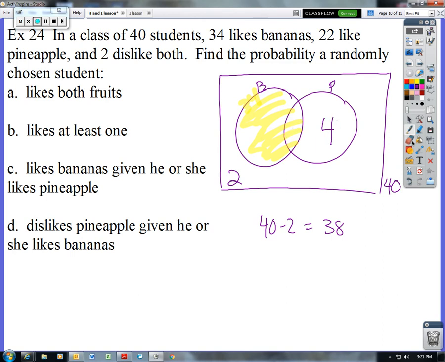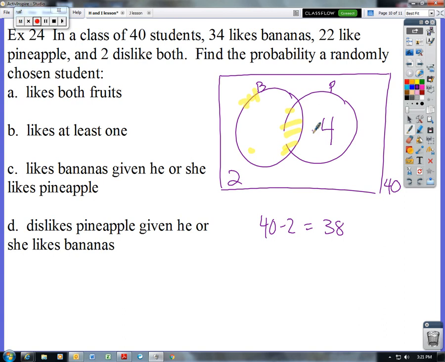I'm going to attempt to erase the highlighter, at least to some extent. That's probably good enough. Cool. Now I know. Oh, okay. So 34 of them like banana. Oh, shoot. Did I do that? I think I did that backwards. Darn it. 34. Did I do that right? 34 like bananas. Yeah, that's right. 34, 38, 39. Yeah, it's good. I didn't do it backwards.